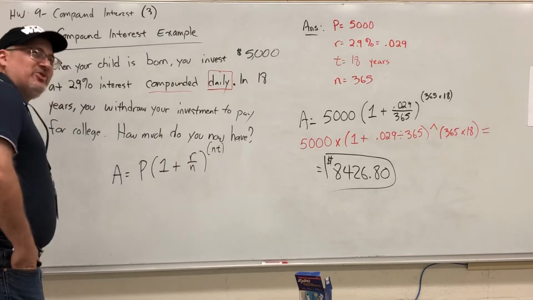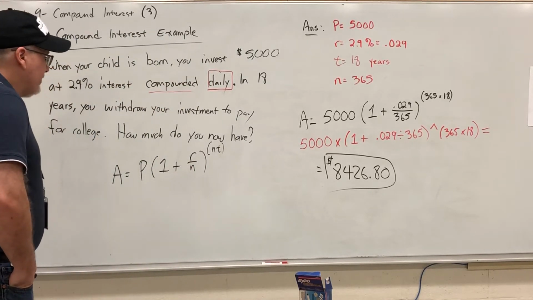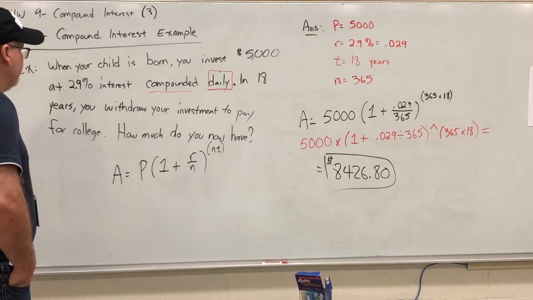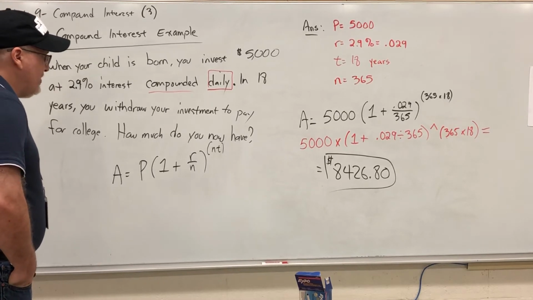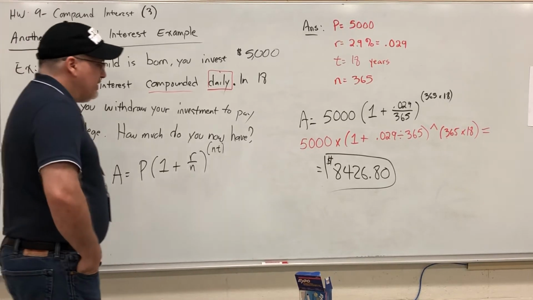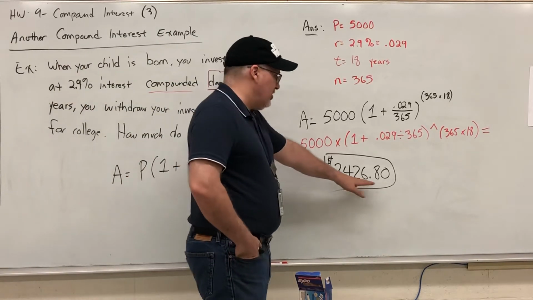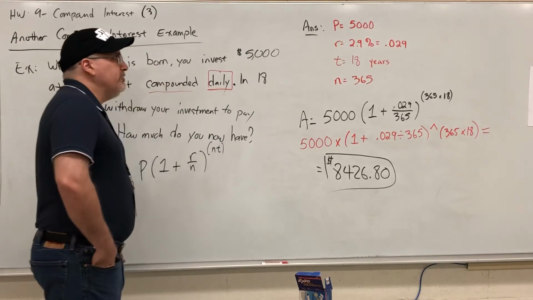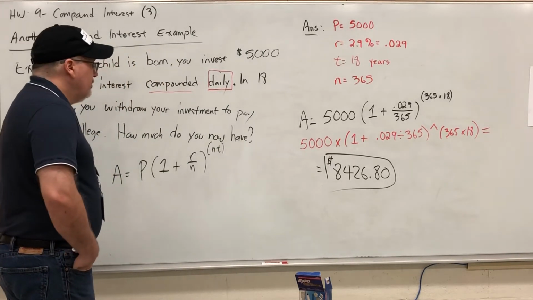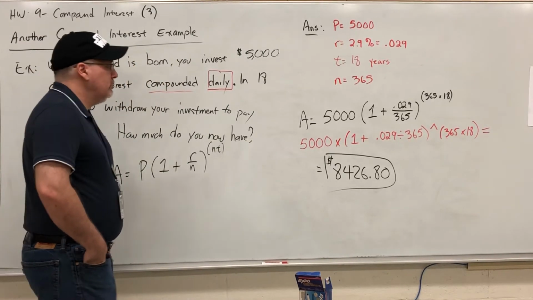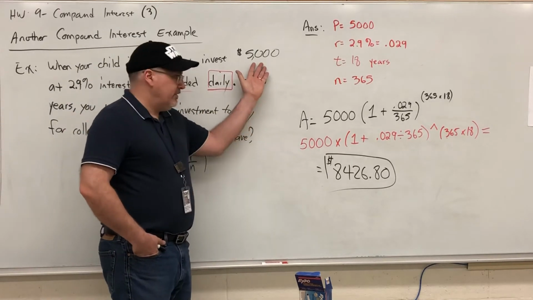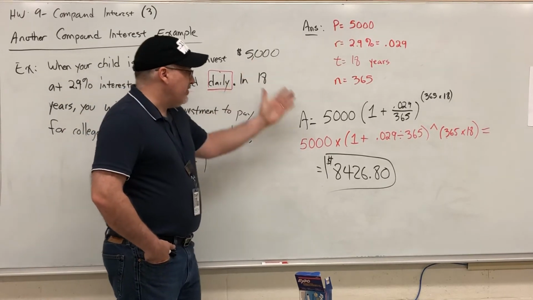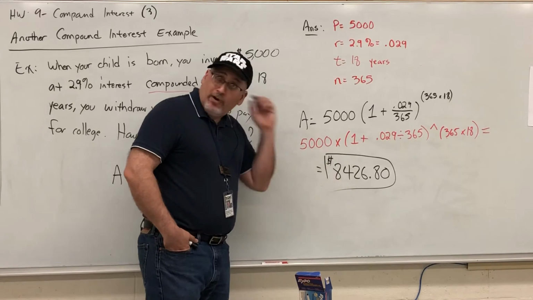And there are some colleges that you can't. So it kind of raises a question. If $5,000 isn't enough, excuse me, if $8,426.80 isn't what you wanted after 18 years, what can you do to increase that amount? Well, there's a variety of things you can do. Invest more money. If this were $50,000, then this would be $84,000, and you would probably be okay.